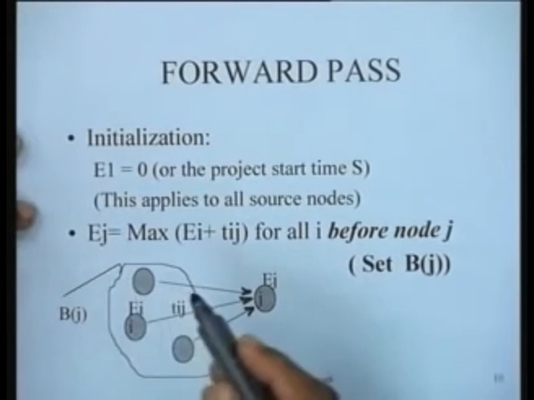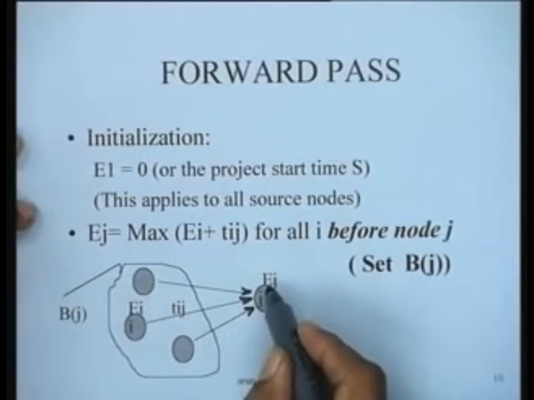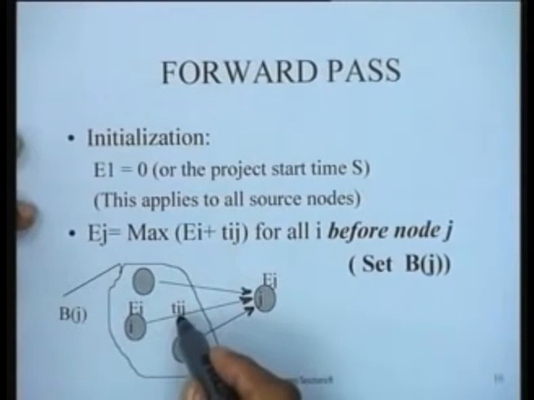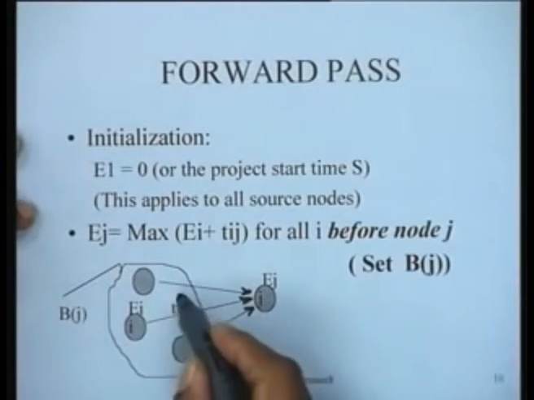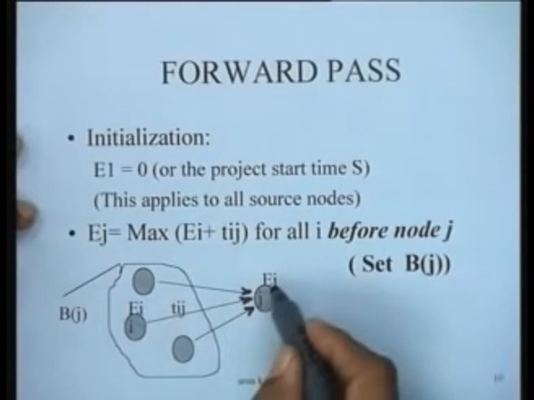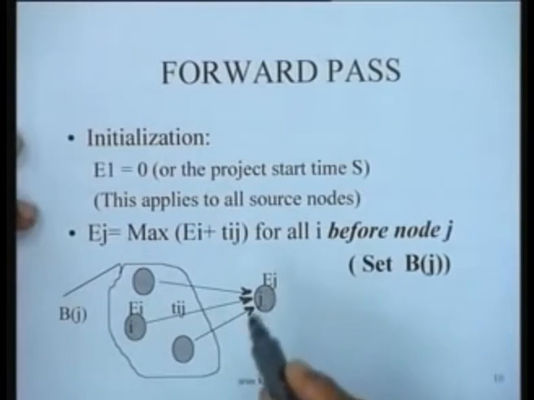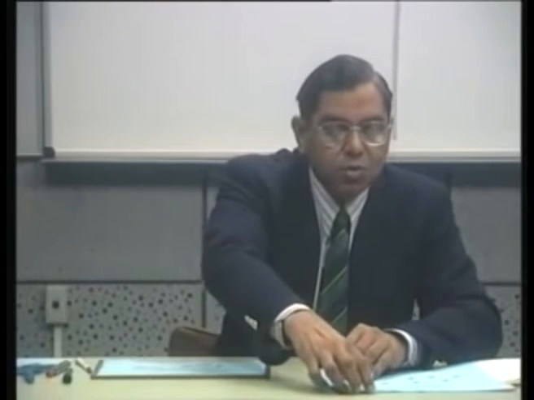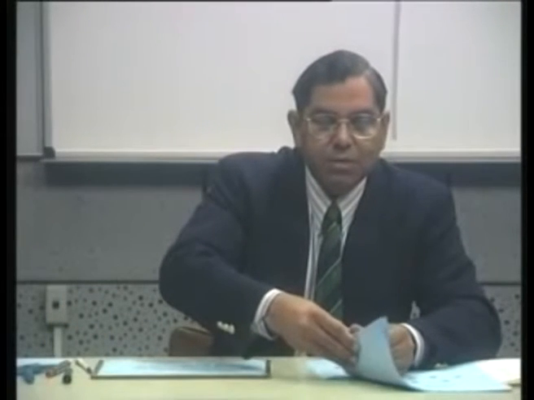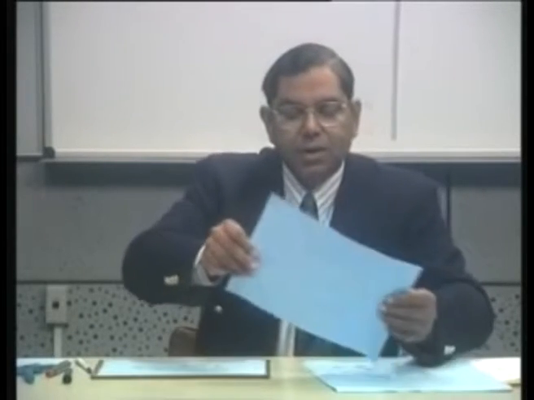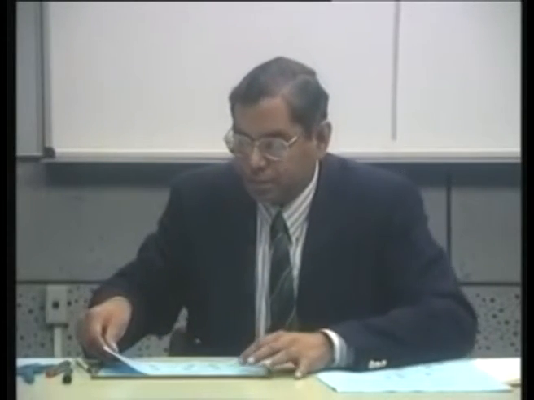What we basically do is we estimate ej as the maximum of the earliest occurrence time of this node plus the duration of this activity, and we compute the maximum over all these nodes, and that would in fact define the value of ej for this particular network. Now let us try to apply this to the sample network which we are trying to investigate. We have this network here with us.